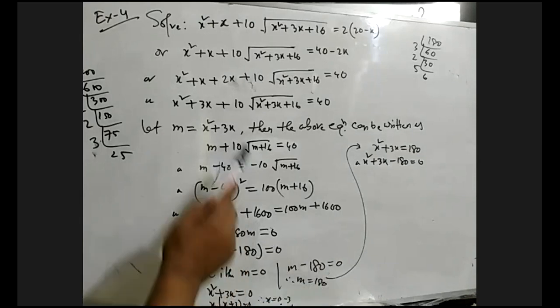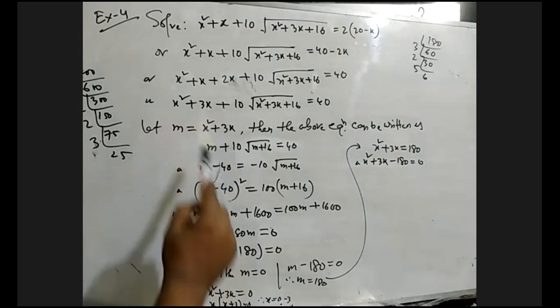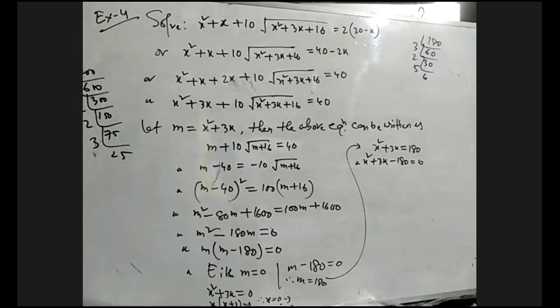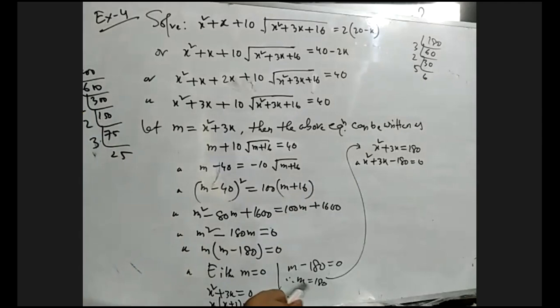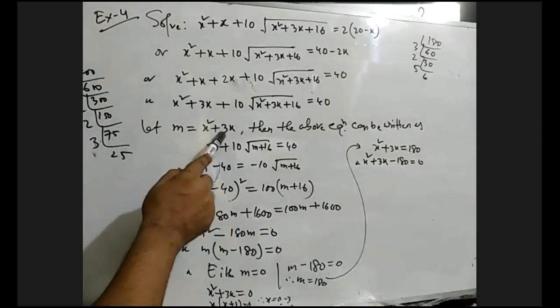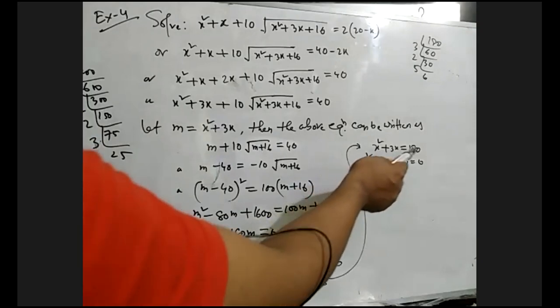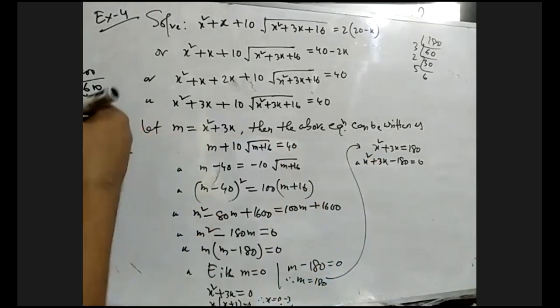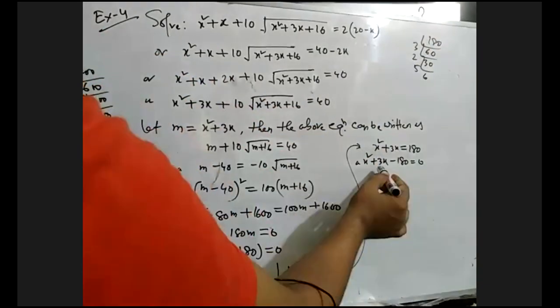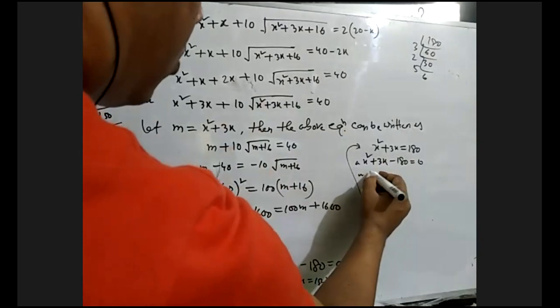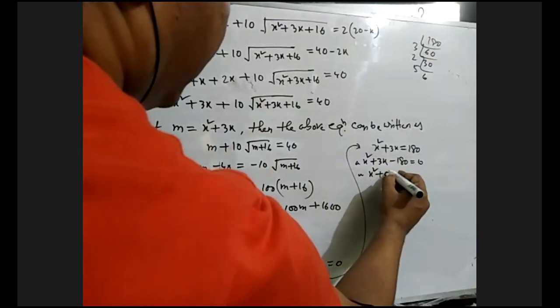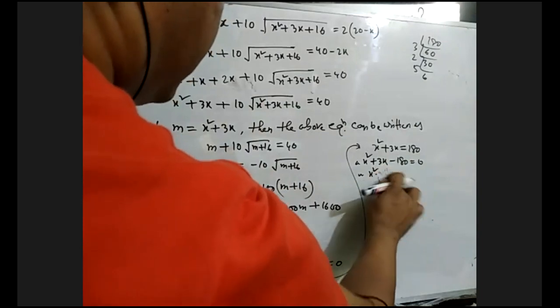If m equals 0, but m was x square plus 3x, so x square plus 3x equals 0, then x will be common: x into x plus 3 equals 0. So either x equals 0 or x equals minus 3 from here. Similarly, m equals 180, where m is x square plus 3x, so x square plus 3x equals 180. Now if we take the middle term factor, 180 can be written from here as x square plus 15x, x square plus what will be?